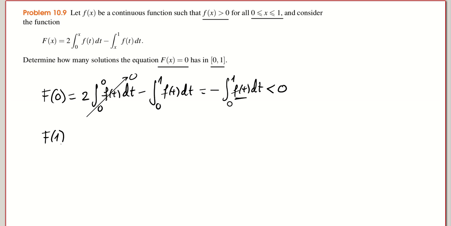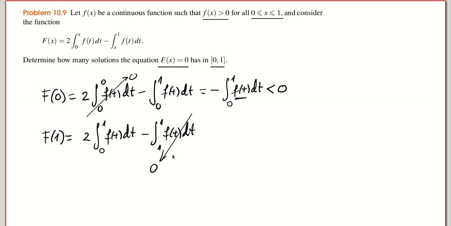On the other hand, we can calculate f of 1. That will be the integral from 0 to 1 of f(t) dt, right? Minus the integral from 1 to 1 of f(t) dt. This is 0 for the same reason as this one. So this is twice the integral from 0 to 1 of f(t) dt. And since this function is a positive function, this number is going to be positive. So now we have proven that there is at least one solution.